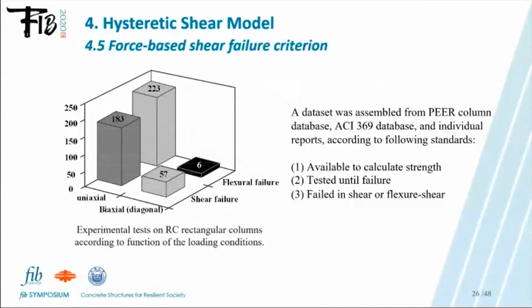As for the force-based failure criterion, in order to find a suitable shear strength model for columns and different lateral loading directions, a data set including 469 RC columns with square or rectangular cross-section was assembled, including data from the PEER column dataset database, the ACI 369 database, and individual reports. All columns in this dataset failed in shear or flexure-shear mode.